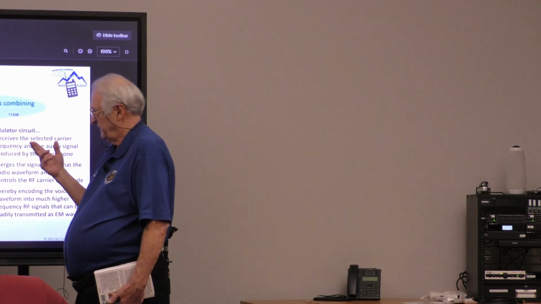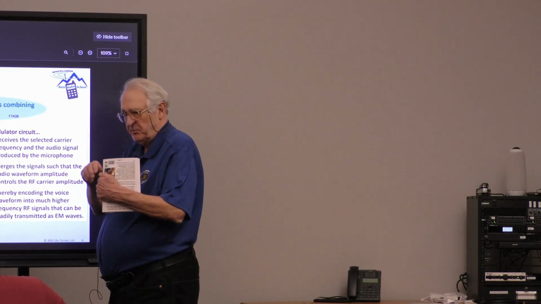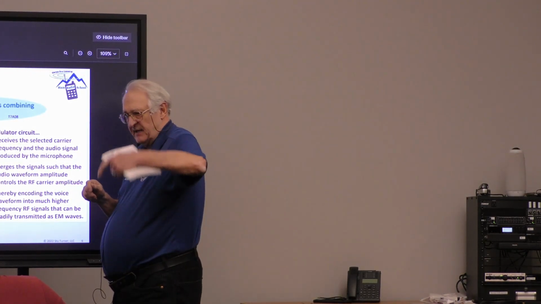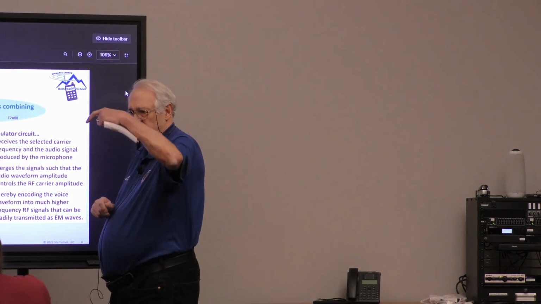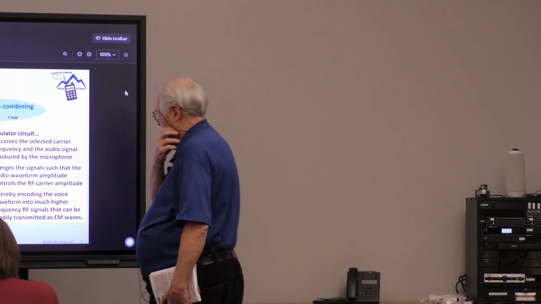We have a modulator circuit here, and that can be on an AM. All the modulator circuit does in an AM, it acts as a variable gain control that follows the power of the audio frequency. It turns it up or turns it down, up or down. In an FM, it's going to vary the frequency, and we'll see that on the next slide here.